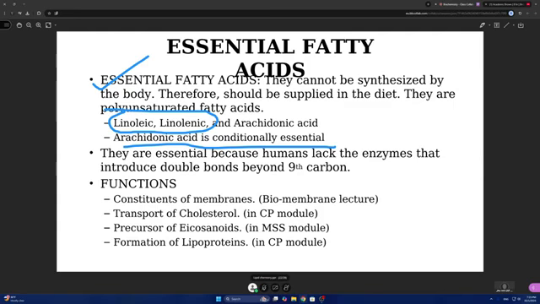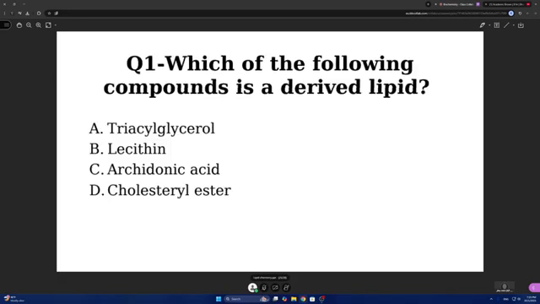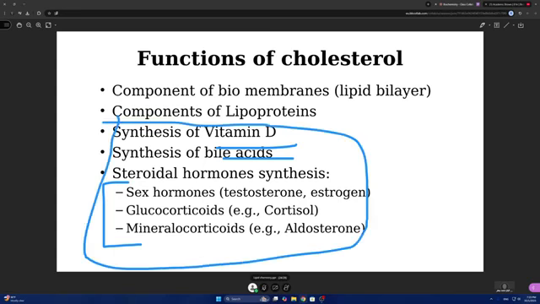Okay. And what are the things that can be synthesized from cholesterol? Vitamin D, bile acids, and steroid hormones, that is sex hormones, glucocorticoids, and mineralocorticoids. These are the things that can be synthesized from cholesterol. This is all. Any questions?